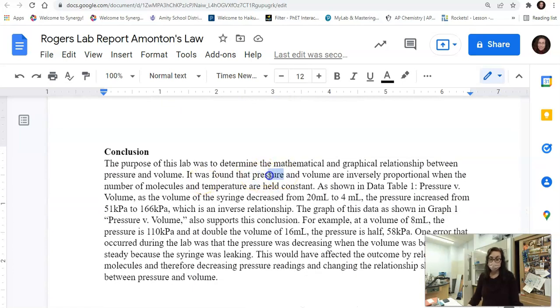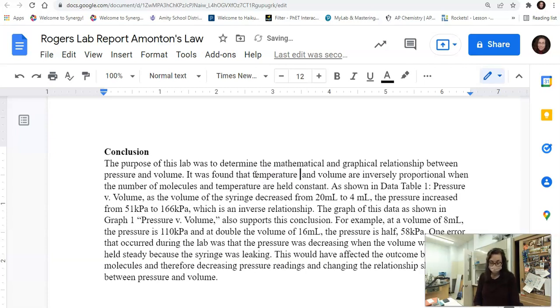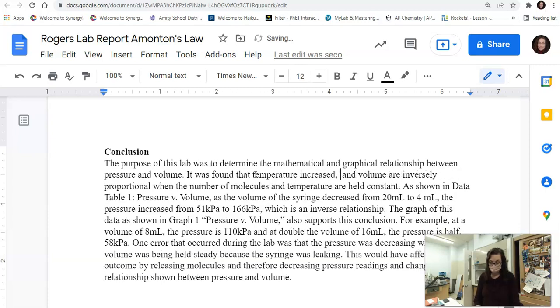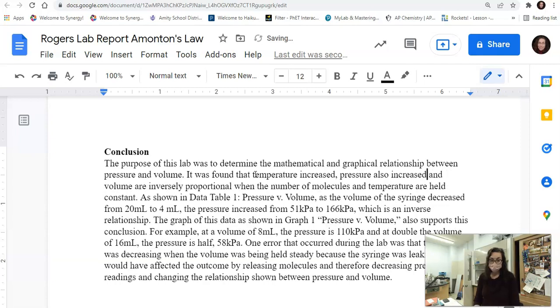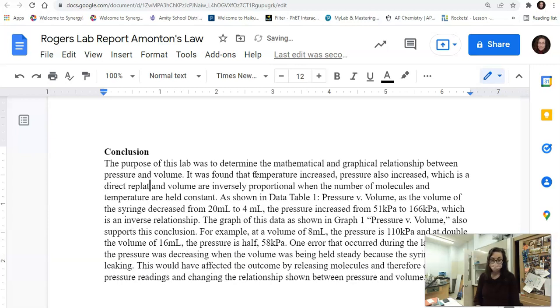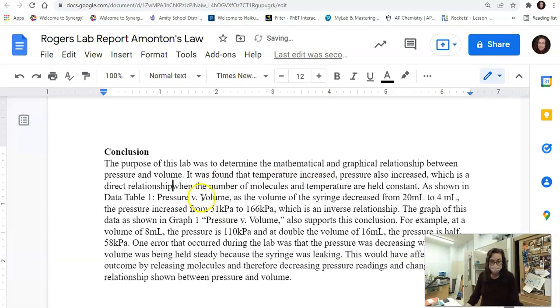So it was found that as temperature increased, pressure also increased, which is a direct relationship, okay? I mean, you can use your own words. Those are my words. And then I guess we could leave this when the number of molecules and volume are held constant. As shown in data table 1, which is now temperature versus pressure, this happened and this happened.